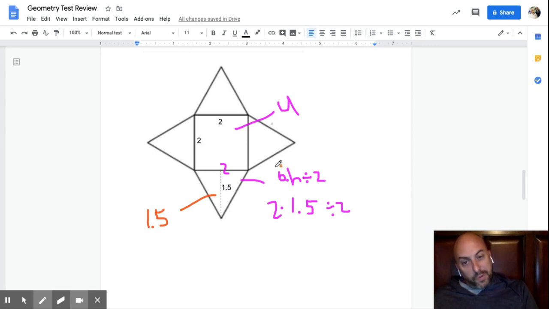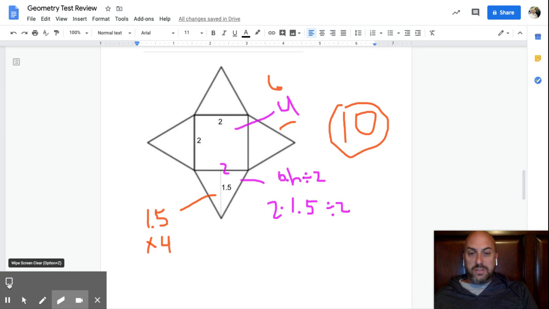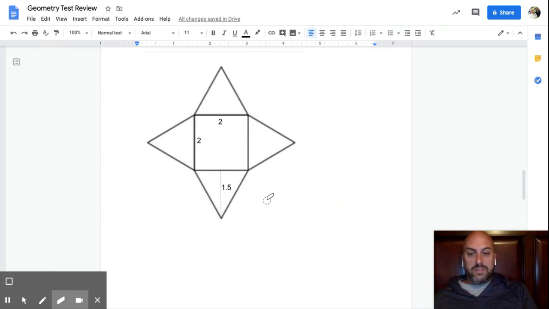Now, there are 4 triangles that are identical. So this 1.5 times 4, which is now 6. And I'm going to add the 6 to the 4 that I already have. And so the surface area for this square pyramid is 10 units squared. Okay, I just broke it apart into the shapes that I recognized.